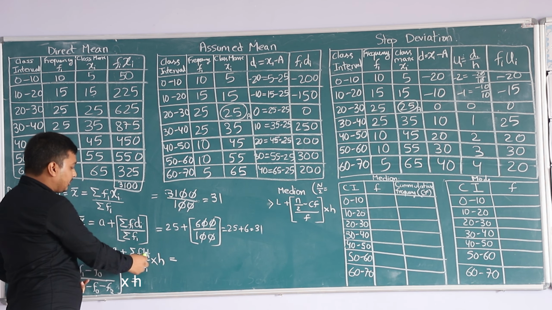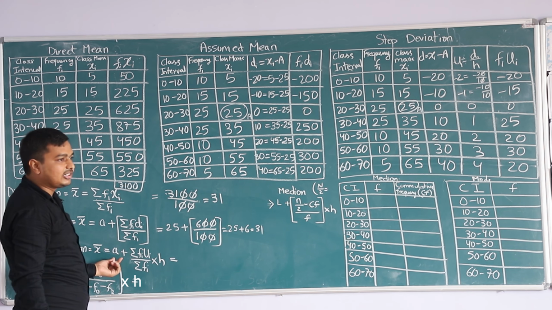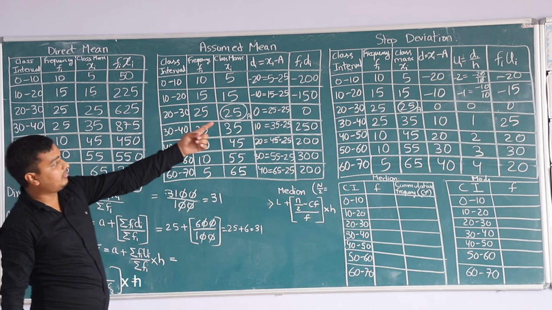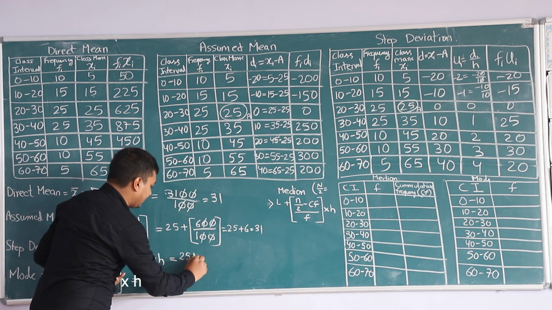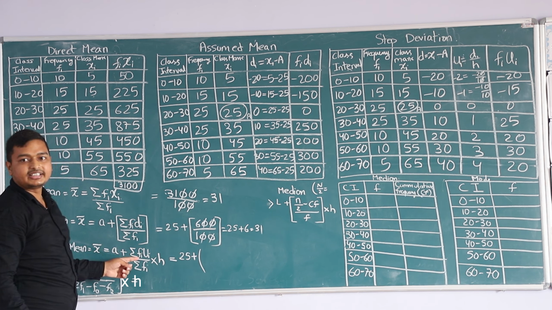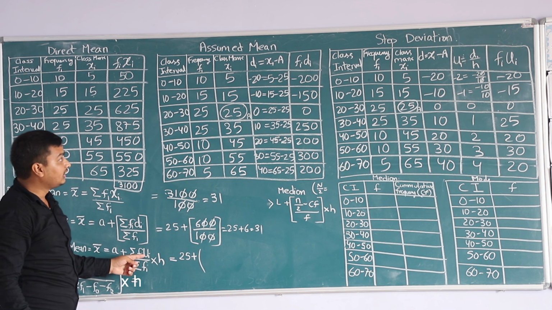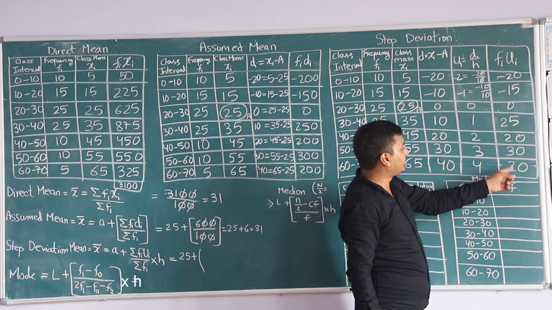This is going to be A plus summation of FiUi divided by summation Fi into h. Now let us fill in the formula. What is the value of A? What will we consider that? 25. So I will write here 25 plus summation FiUi. Here summation FiUi means I will add the total.